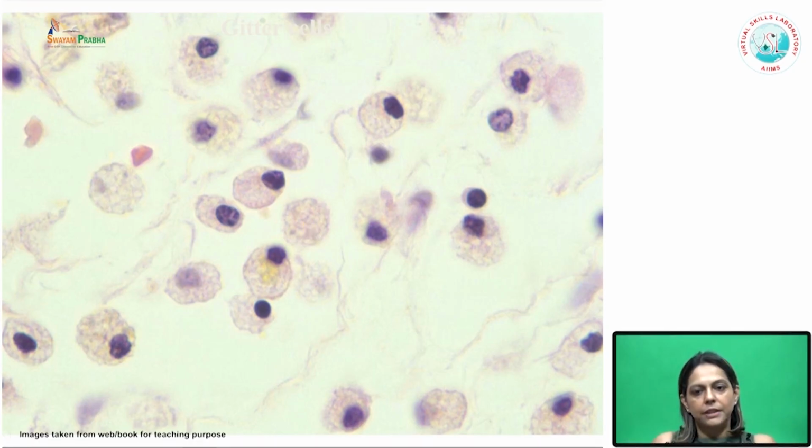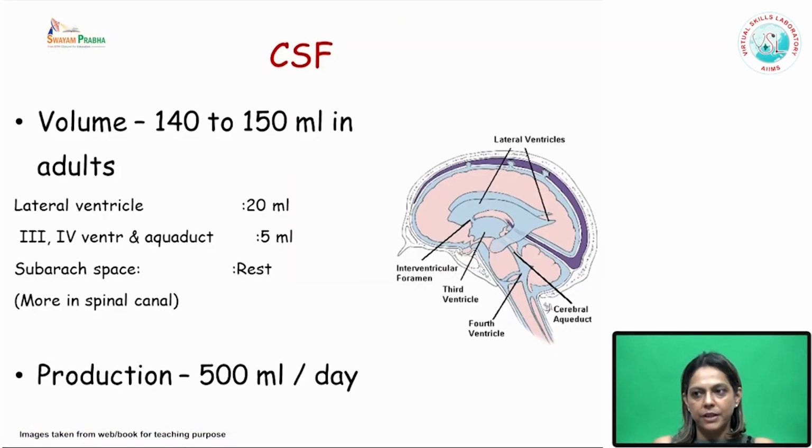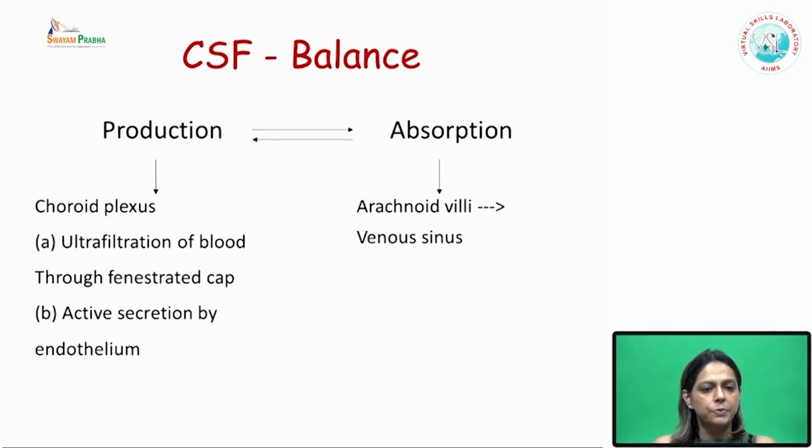Now coming on to the next component in the brain, which is very, very important to maintain the homeostasis in the brain, that is CSF. You should know the volume of the CSF, which is about 150 milliliters in adults. Out of that, approximately 20 ml lies in the lateral ventricles, 5 ml in the third and the fourth ventricle, and the rest of it lies in the subarachnoid space. Around 500 ml of CSF is formed per day. CSF is mostly produced by the choroid plexus, and it is absorbed by the arachnoid villi, and ultimately it goes on to the venous sinuses and is reabsorbed in the body.